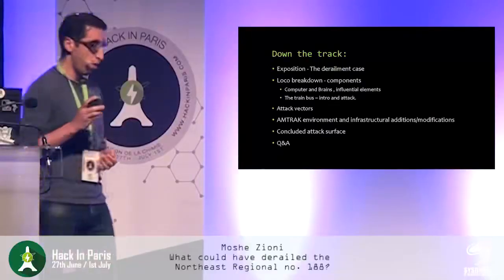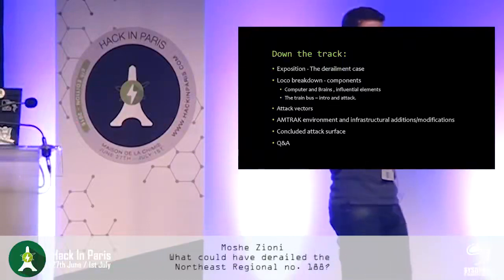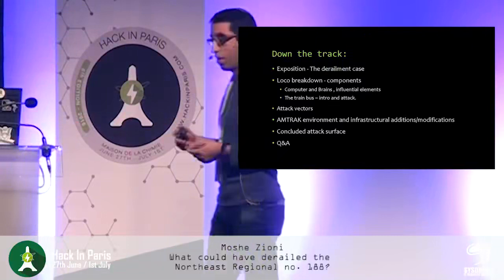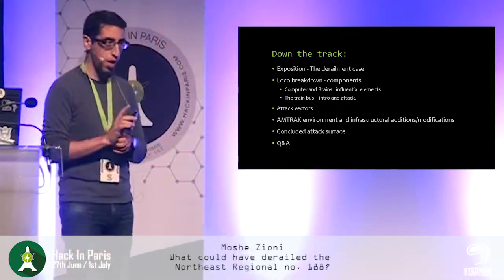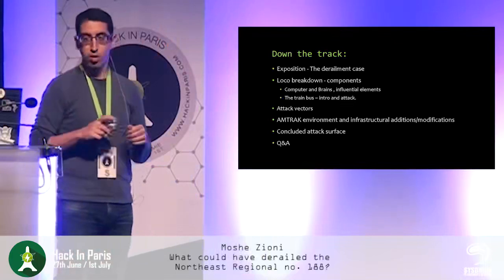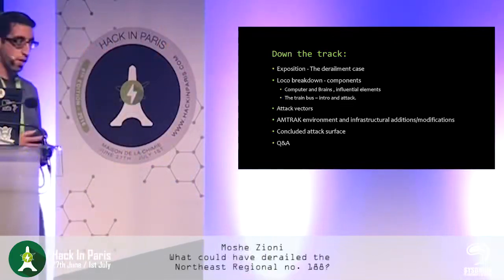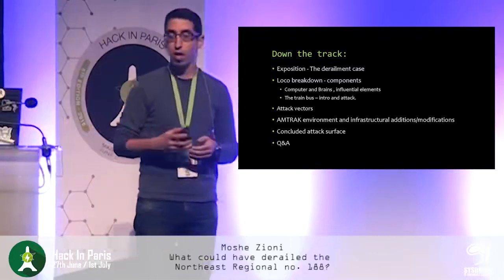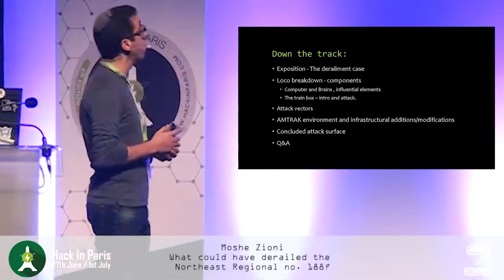We're going to talk about locomotives, but first we're going to talk about the derailment case itself. I don't want to make the case itself the point in this talk. I want to talk about locomotives in general and how to attack them, but not about the case. I will be returning to the case for context, to see what exactly could have happened, or what Amtrak, the railroad company in charge of this train, could have done better.